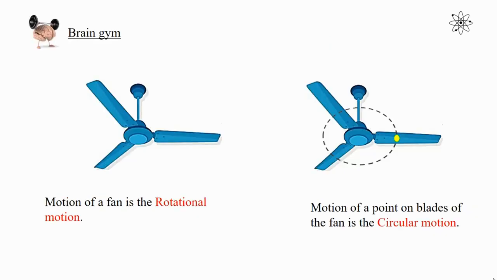A brain exercise for you, students. On similar lines, explain: the motion of a fan is an example of a rotational motion, but the motion of a point on the blades of the fan is an example of a circular motion.